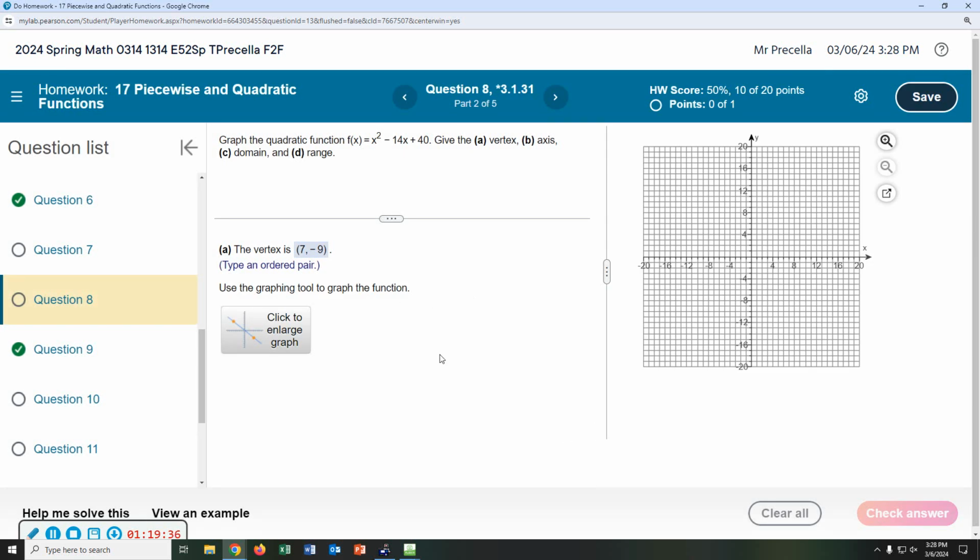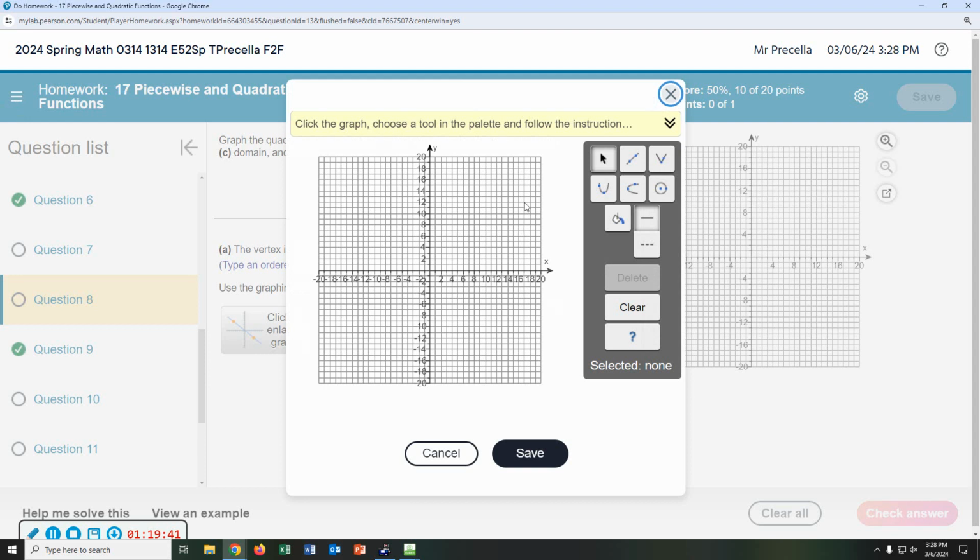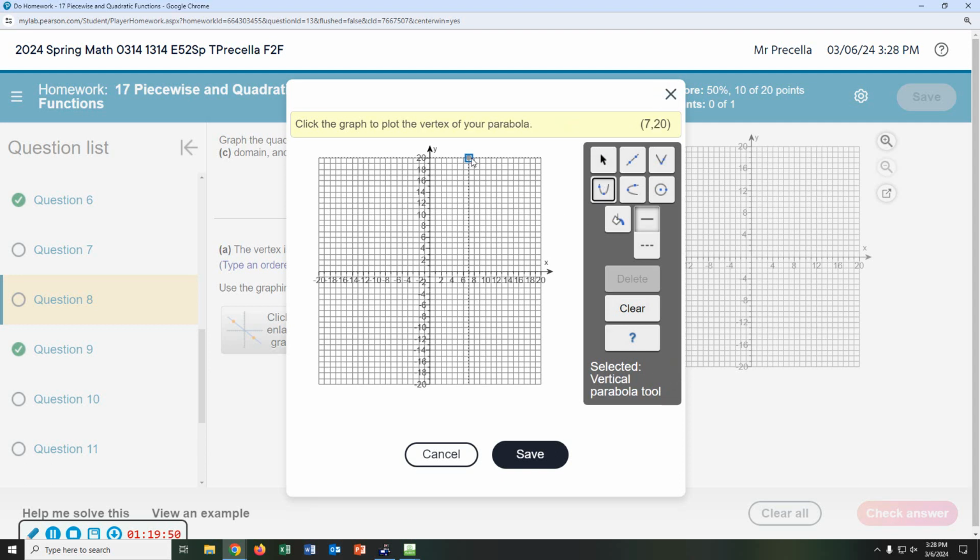Now we're ready to draw our graph. Let's just draw it on here. It looks better than what we can do on the paper. What do I click? The parabola tool there. And now, what's the first point to plot? 7, negative 9. Uh-oh, I moved it. Is that it? Yes. Click it before I move it.